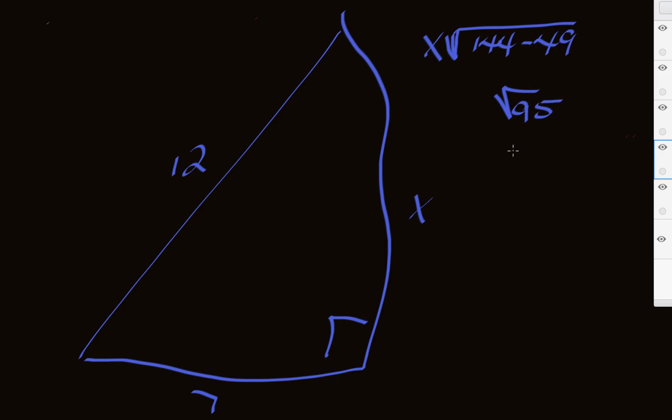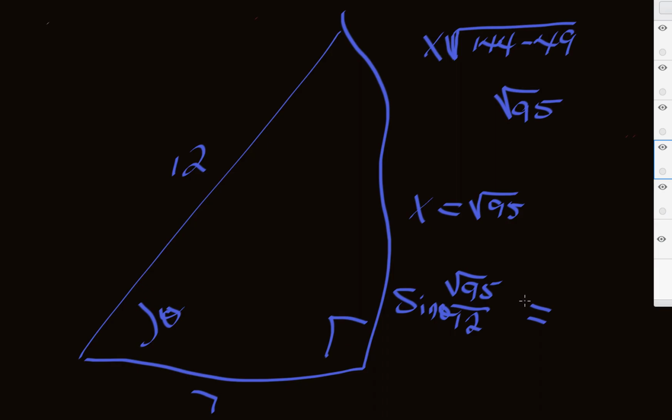I don't see any perfect squares in there, so I'm just going to call it square root 95. Very simple idea. Then they give you an angle down here, and they say the sine is square root of 95 over 12. Sine, etc. Cosine, right? Don't forget cosecant and all those. So that's pretty good.